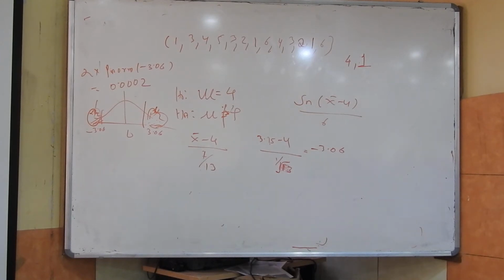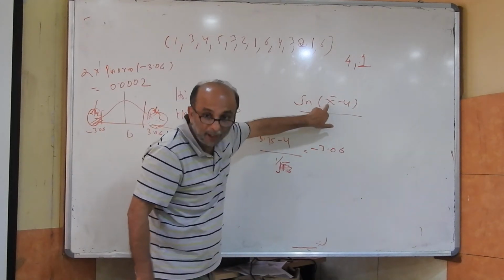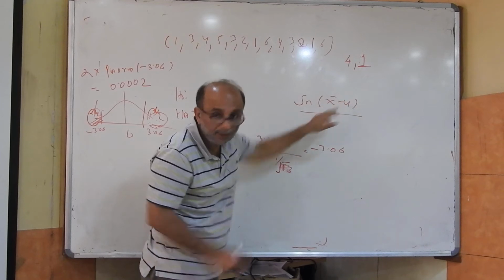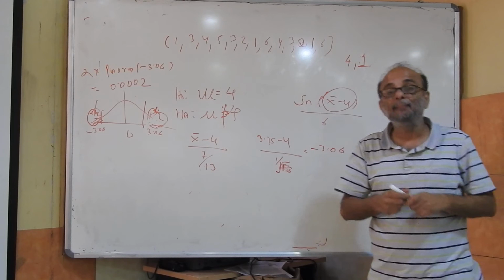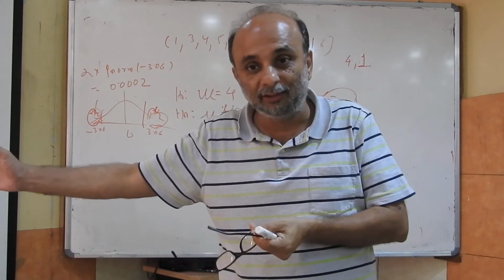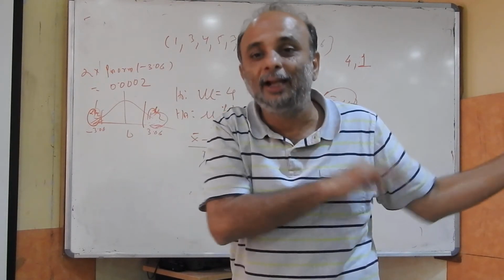So what is the whole idea? X bar is what I observe, mu is what I believe. This is the gap between what I observe and what I believe. If the gap between what I observe and what I believe is too large, either too negative or too positive, then I am going to say that what I believe seems to be quite unlikely in the light of what I observe.